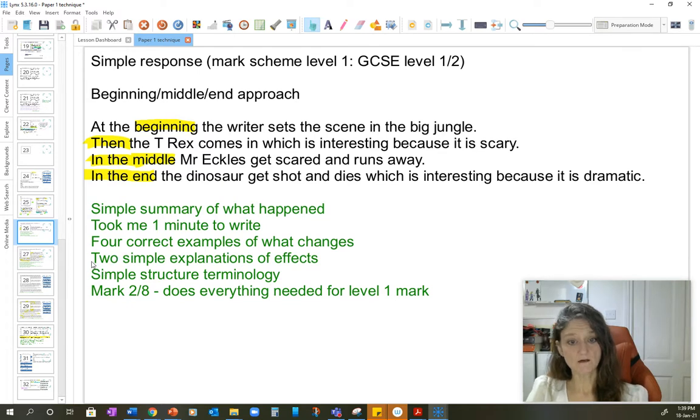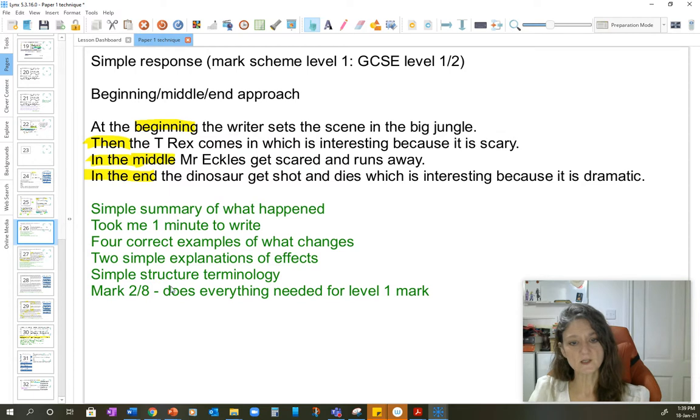Then I have given 2 very simple explanations of why this is effective. This is interesting because it's scary. This is interesting because it's dramatic. I've done that twice, and that's how I can get 2 out of 8 rather than just 1 out of 8, because I've had 2 really simple goes at saying what the effect of the structure is. One because it's scary and one because it's dramatic, and they're both correct. They're just not really bringing much to the party.